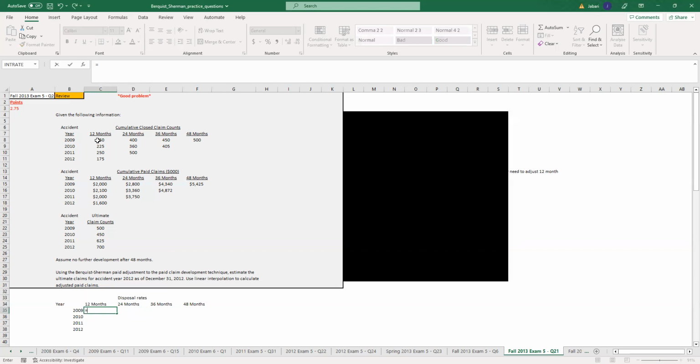So disposal rates are going to be the cumulative claim counts divided by that ultimate. I'm going to lock this in so it's easier to drag across. And then once you have the disposal rates, I'm just going to make a note that we selected the latest diagonal.